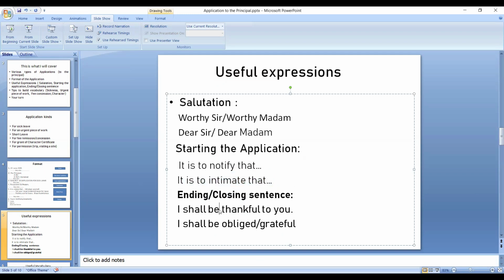It is also important to learn how to formally close our application. So there are the options. "I shall be thankful to you." The other options are "I shall be obliged or grateful to you."